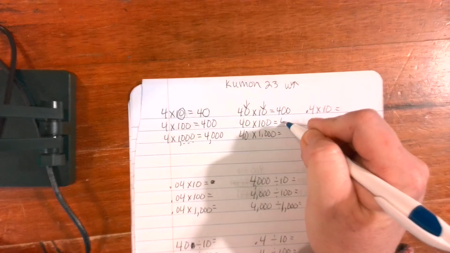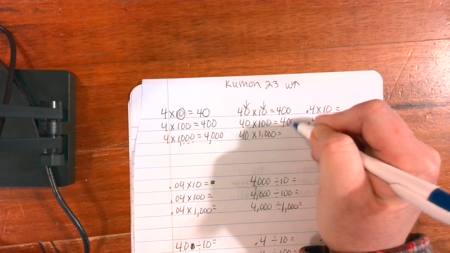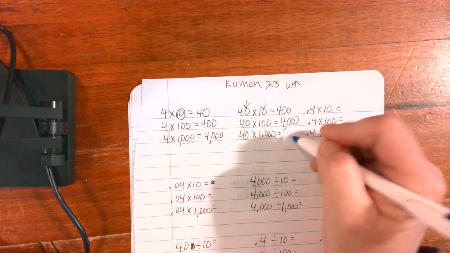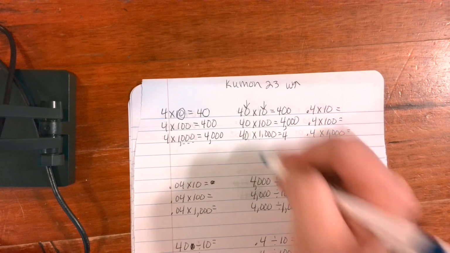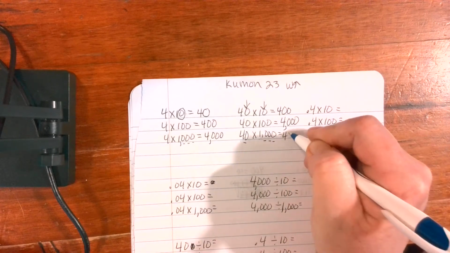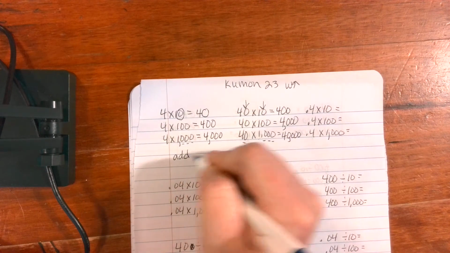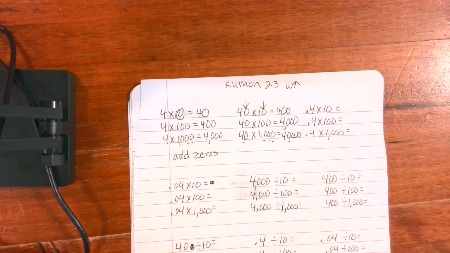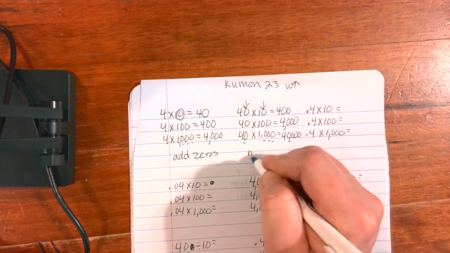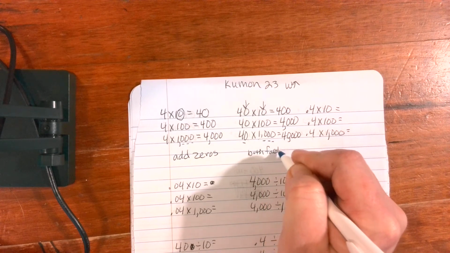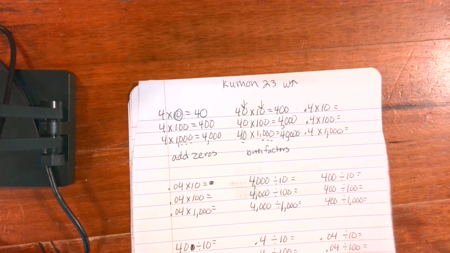4 times 1 is 4. This time, how many zeros are we going to add? 3. 4 times 1 is, now how many zeros are we going to add? 4. Okay, so our rule was add zeros, and make sure you add them for both factors. Now these were whole numbers, so this was probably quarter 1.